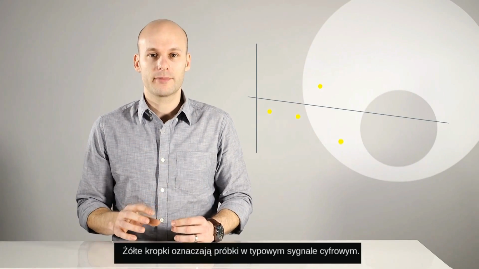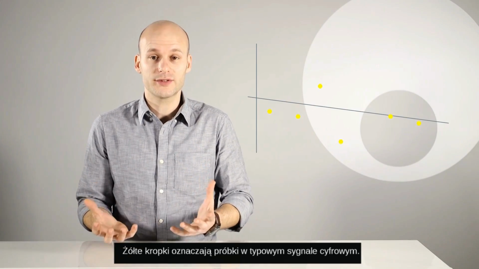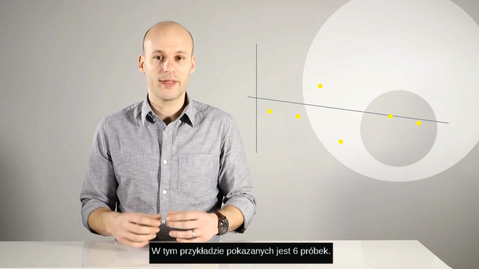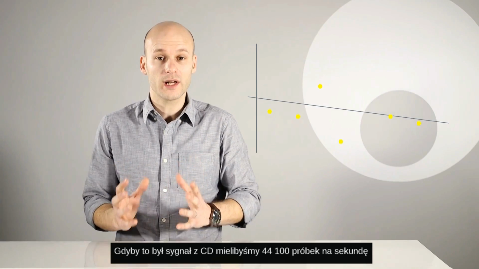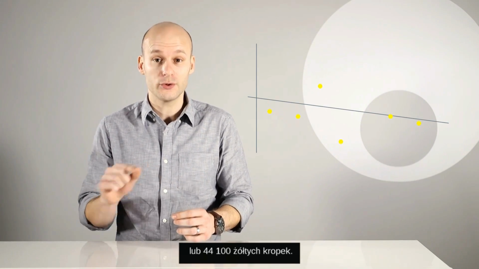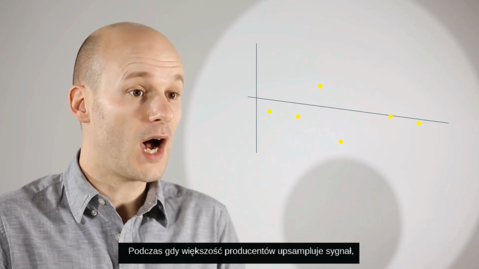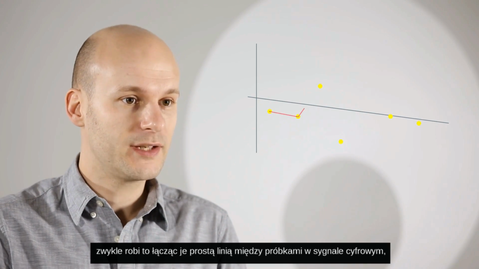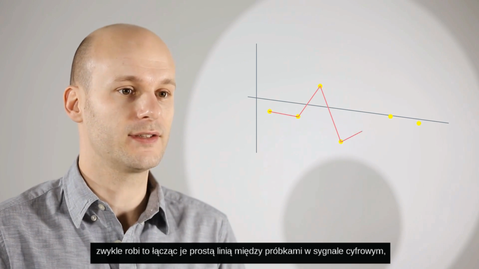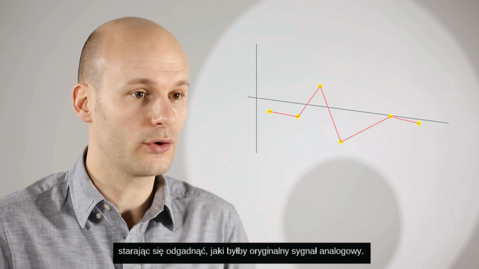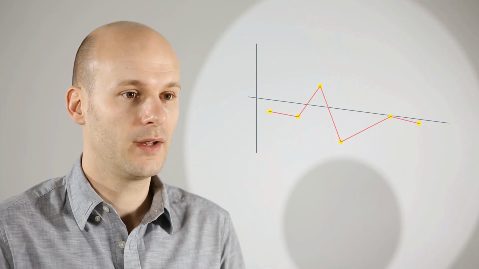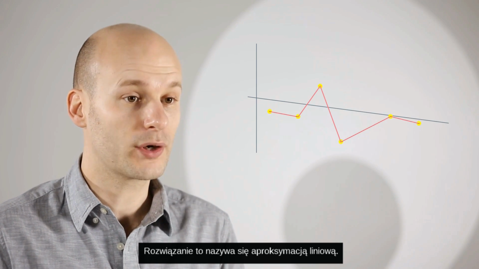The yellow dots represent the samples in a typical digital signal. In this example, there are 6 sample points shown. If this was a CD signal, there would be 44,100 samples every second, or 44,100 yellow dots. When most manufacturers upsample audio, they simply draw a straight line between these given sample points in a digital signal to guess what the original analog audio signal would have looked like. This is known as straight line approximation.